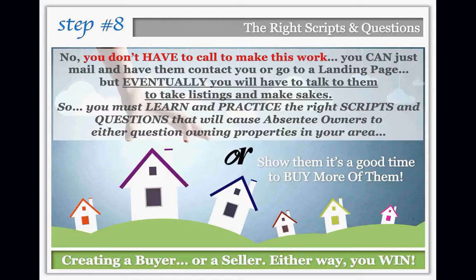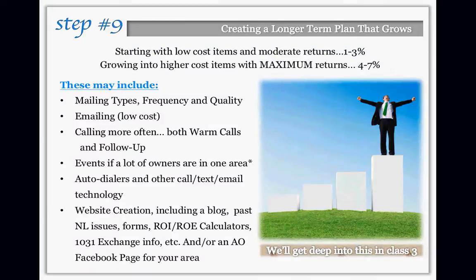So let's look at step number 9, creating a longer-term plan that grows as you grow this business. We want to start with low-cost items and moderate returns like 1 to 3% a year to start. And then we want to grow our plan into higher cost systems that are going to give you that maximum returns, that 4 to 7% return, which is really about peak. So these may include mailing types and frequency, what the quality of your mailing is, emailing, low cost, calling more often, both warm calls and follow-up.